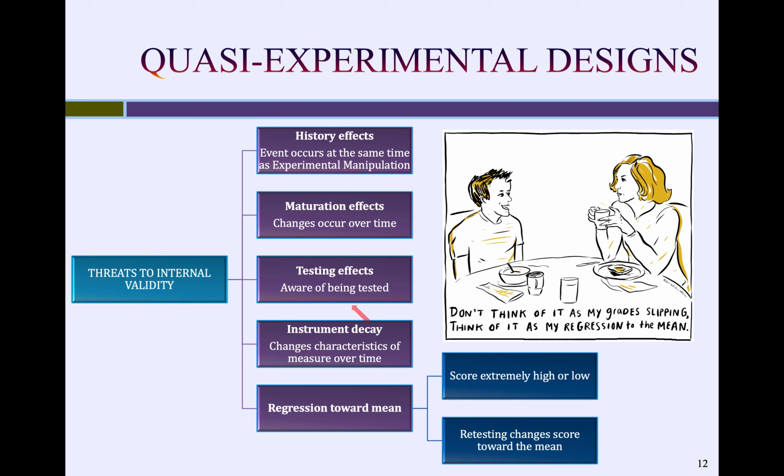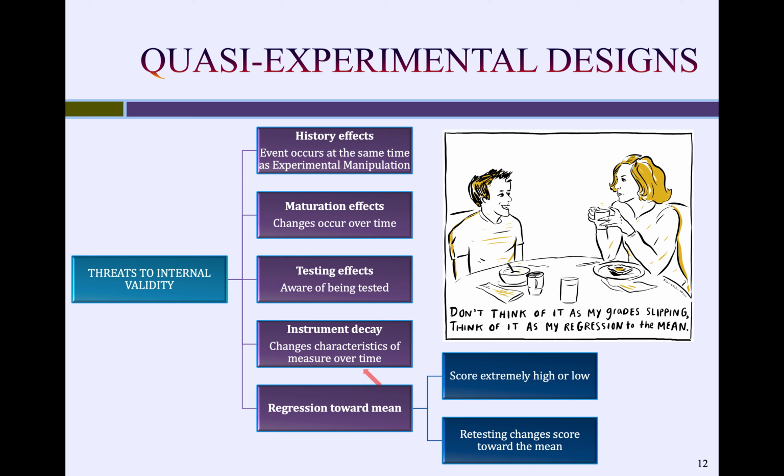Testing effects: once a person gets a measure, and they do some type of intervention, they somewhat figure out what you're trying to assess, especially when they're given the post-test a second time around. They're aware of what's being tested, and therefore they're going to alter their behavior because of the testing effects.